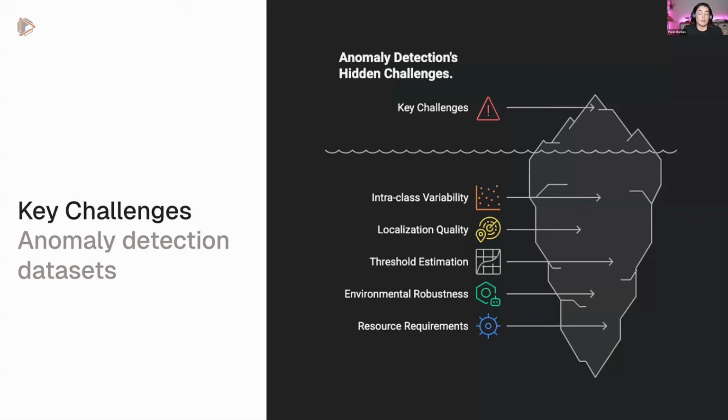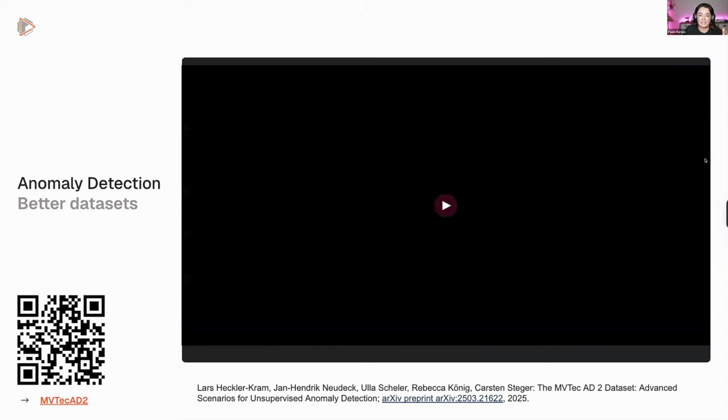So while our models may appear ready when evaluated on these kinds of conditions, they cannot handle the diversity and unpredictability of the real world. That is why we need to start thinking beyond the surface, and design our data sets and evaluation strategies with those hidden challenges in mind. For that reason, synthetic data sets are a great option, but we also need to have some real data sets. So how do we address those hidden challenges, like intra-class variability, environmental robustness, and localization quality?